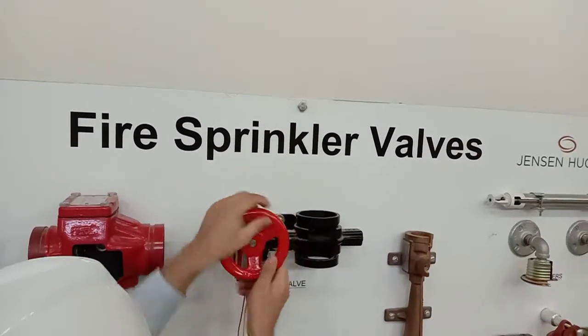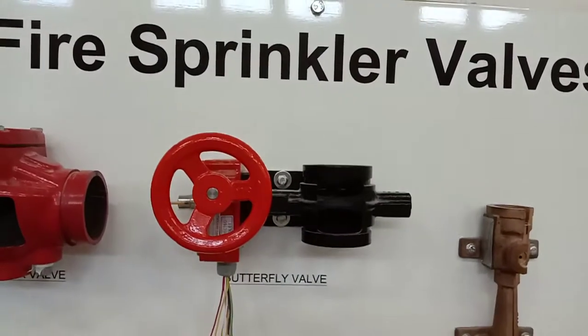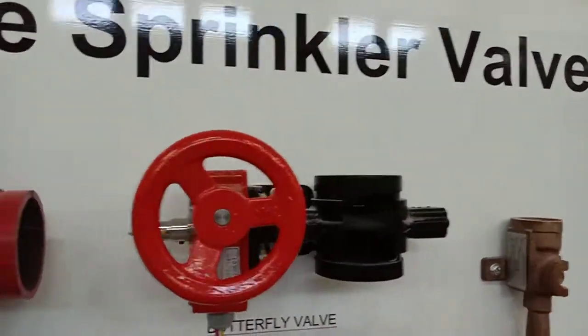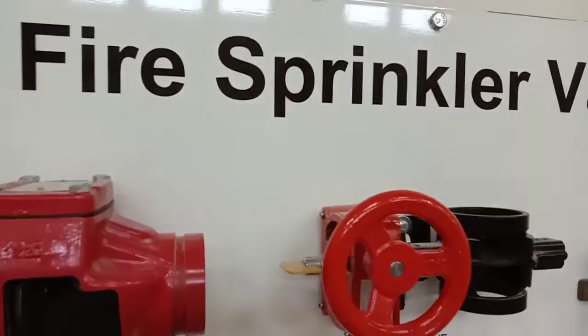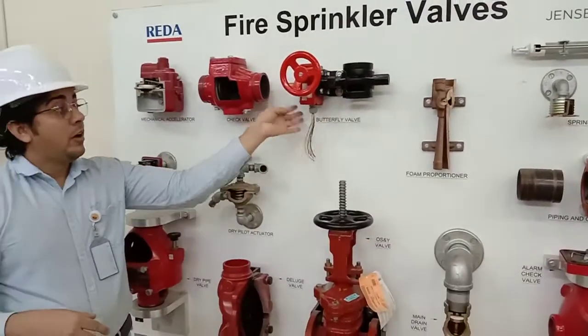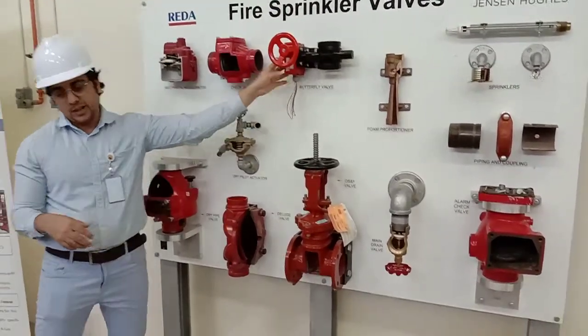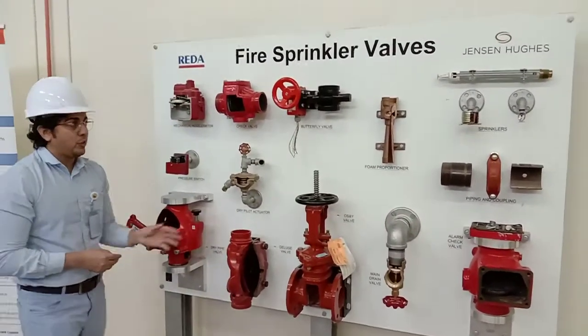Now the valve is closed, right? If it is perpendicular to the pipe, the valve is closed, and if it is parallel to the pipe, the valve is open. So this butterfly valve is indicating and supervised, and should be approved by UL and FM. You can see all those marks.